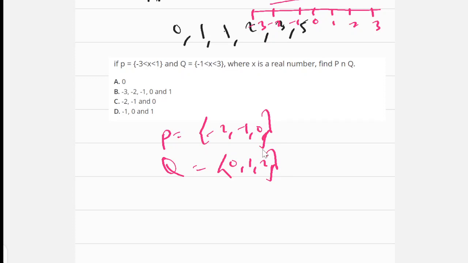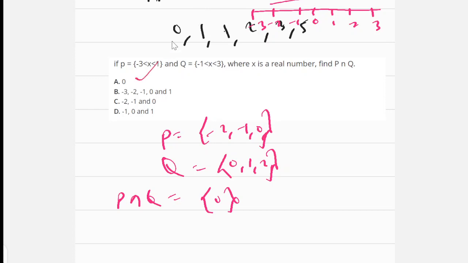And the question asks us to find what? P intersection Q. What is P intersection Q? Intersection means the common element in the sets. So P intersection Q is the common element in P and Q. What's the common element in P and Q? 0 is here, 0 is here. Then your common element will be 0. Are you getting that now? So this is your answer.